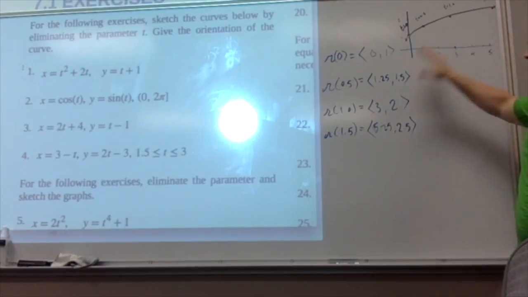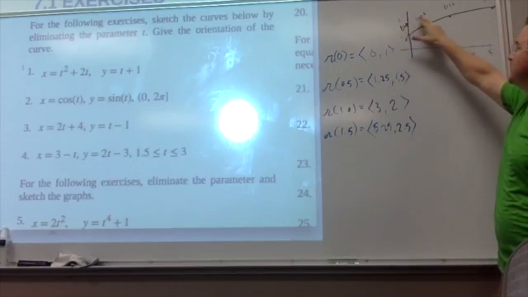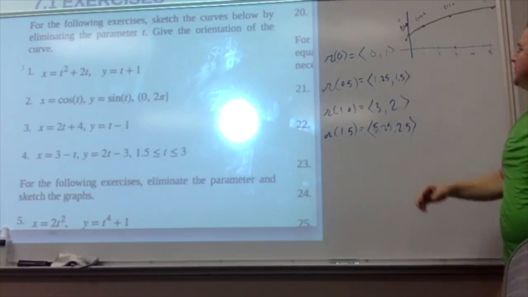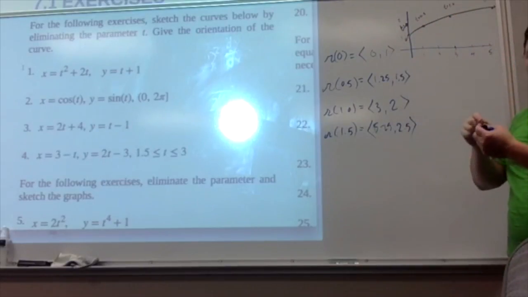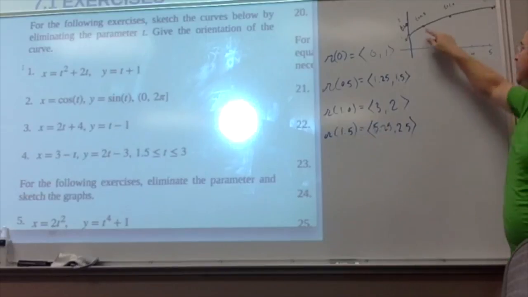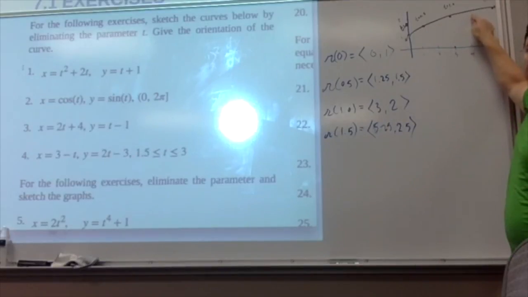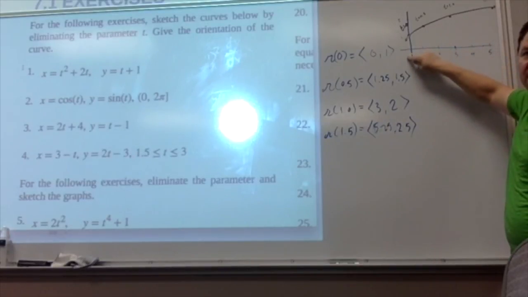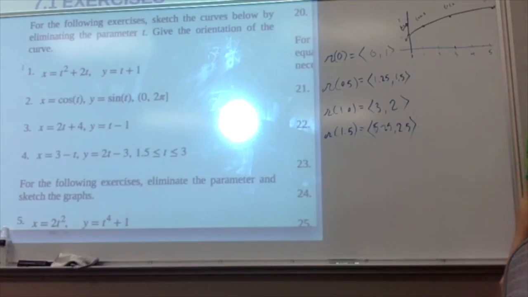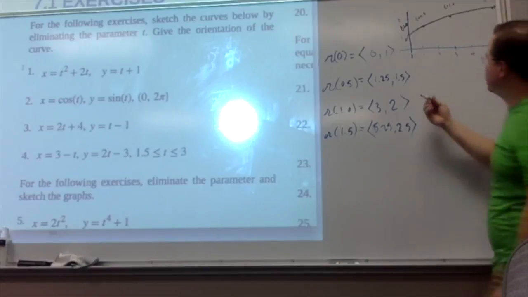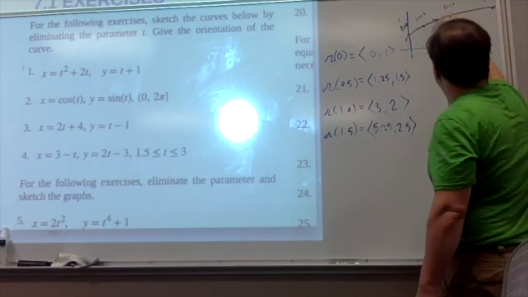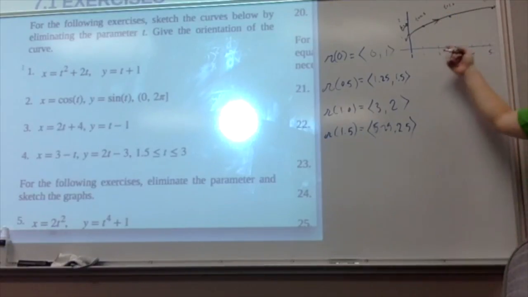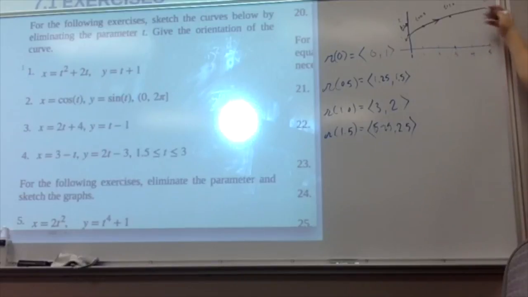If I didn't show you all this, if I didn't have these labels right here, as I pick larger and larger values of t, am I getting points going this way, or am I getting points going that way? Positive. So the way I indicate orientation of the curve, I can just put a little arrow on it. It's kind of in the middle. If the arrow's on the end, that means it keeps going.